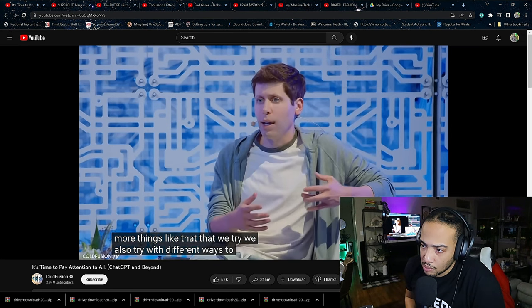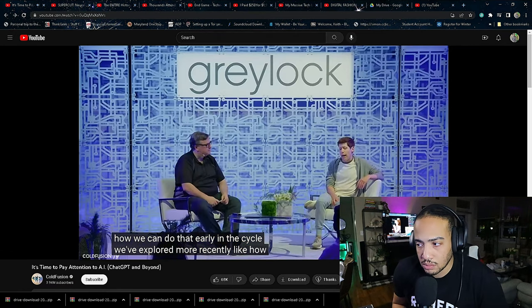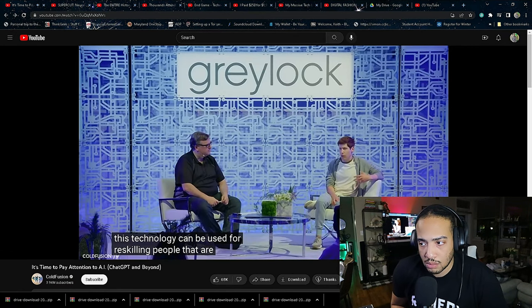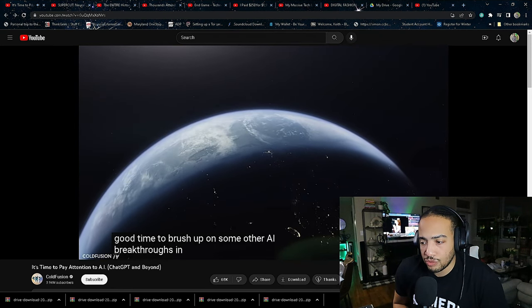We also try different ways to get sort of input from a lot of the groups that we think will be most affected and see how we can do that early in the cycle. We've explored more recently like how this technology can be used for reskilling people that are going to be impacted early. We'll try to do a lot more stuff like that. This might be a good time to brush up on some other AI breakthroughs in the past few months.